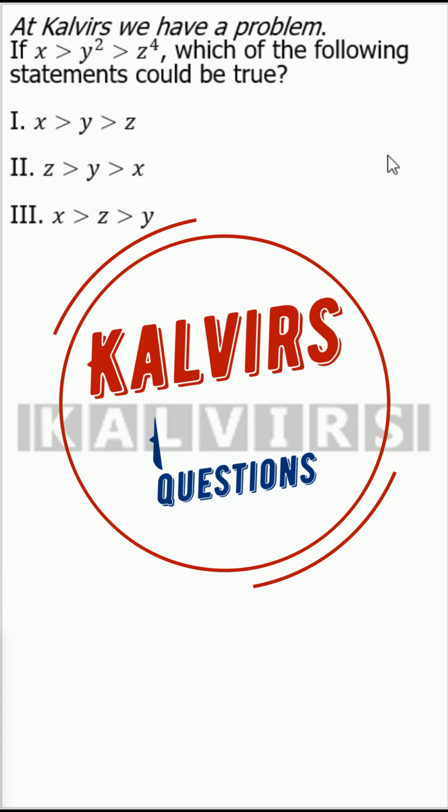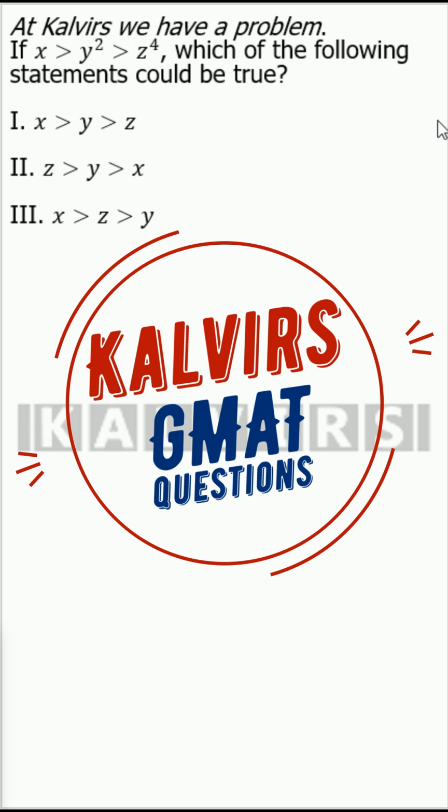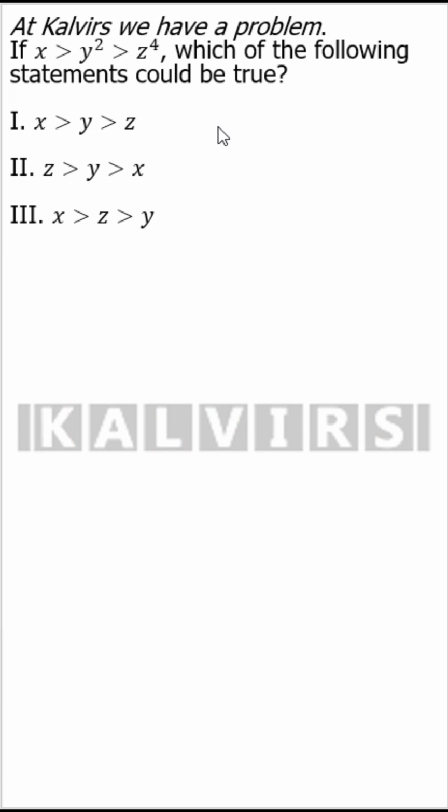Good morning. This is the third question of the 25 hardest questions for the GMAT Math. We have a question here which says, if x is greater than y squared and z to the fourth, which of the following statements could be true?